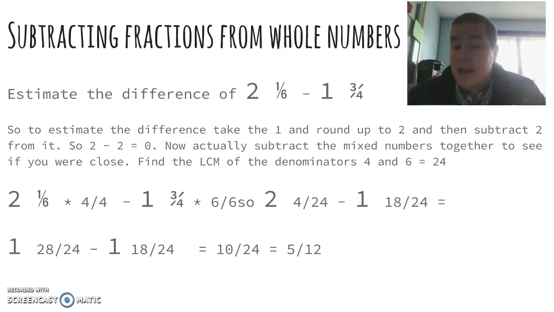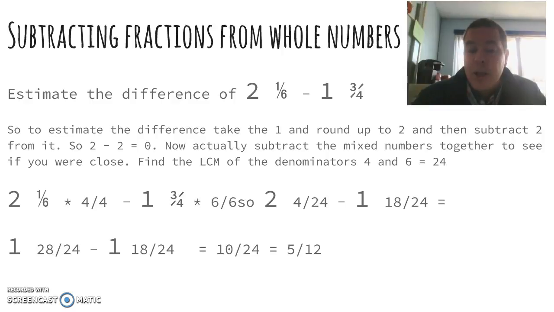Now that I have a common denominator, I can actually start subtracting, but the problem is that I can't take 18 over 24 out of 4 over 24. So what I need to do is borrow 1. I'm going to reduce the 2 to 1, and then I'm going to add 24 and 4 together to get 28 over 24. Remember that when we borrowed the 1, it becomes 24 over 24.